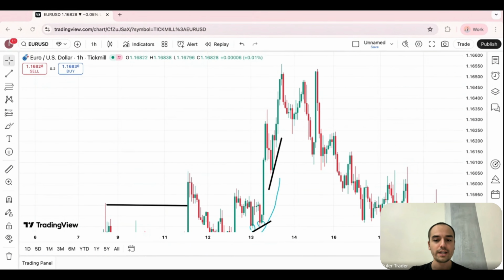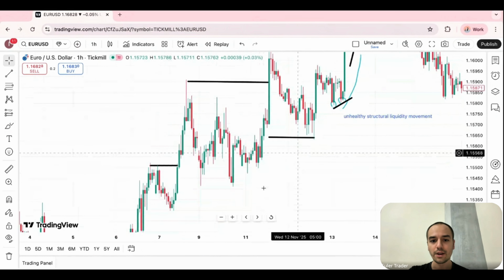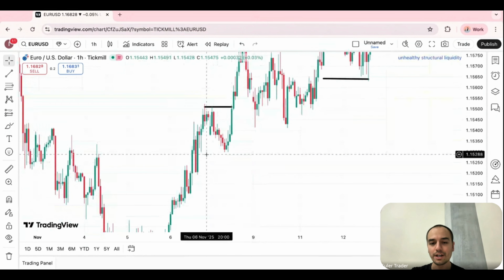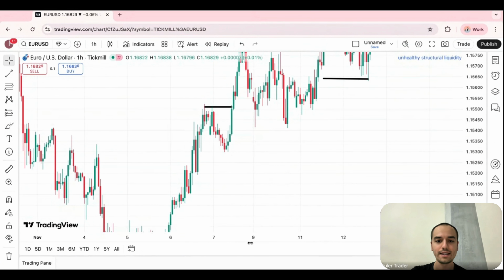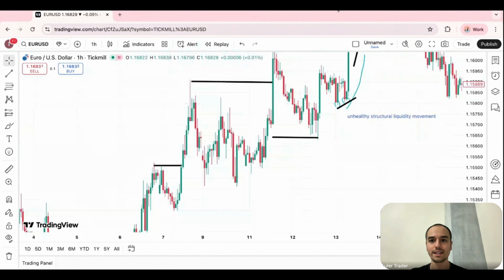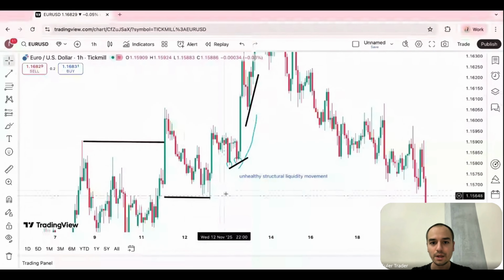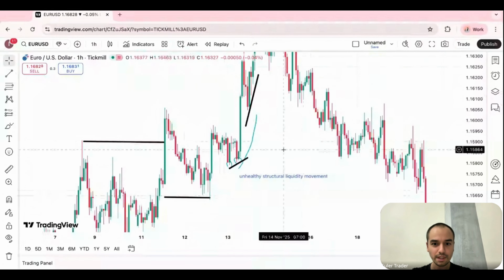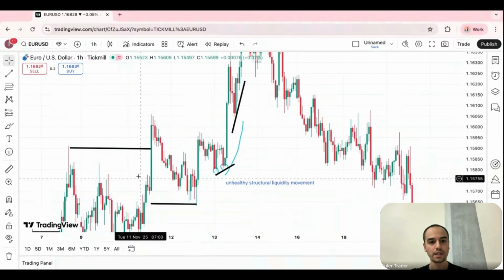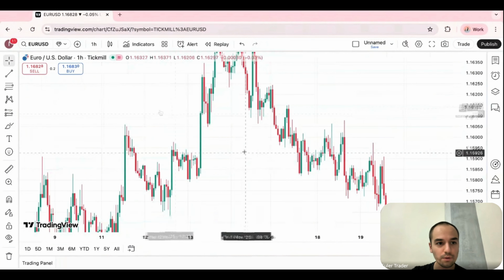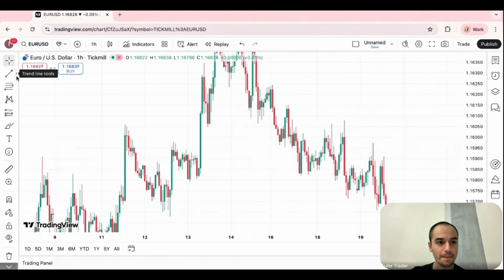Again, as you can see here, when the price tries to collect as much liquidity as possible, this is a healthy market move, and we can be confident that the price will continue in this direction, in this case up. As soon as we can see the liquidity is not being swept, it will be swept because it's been left behind. So this is essentially what we can see here.